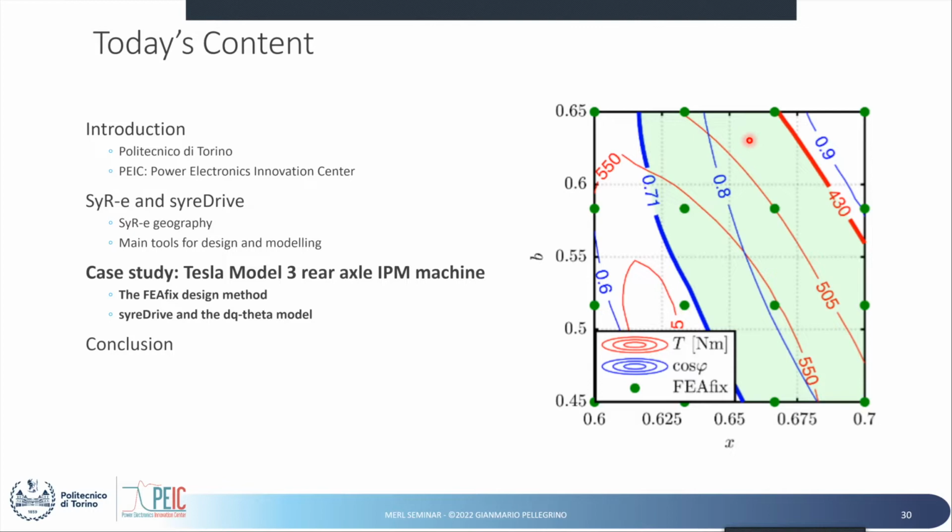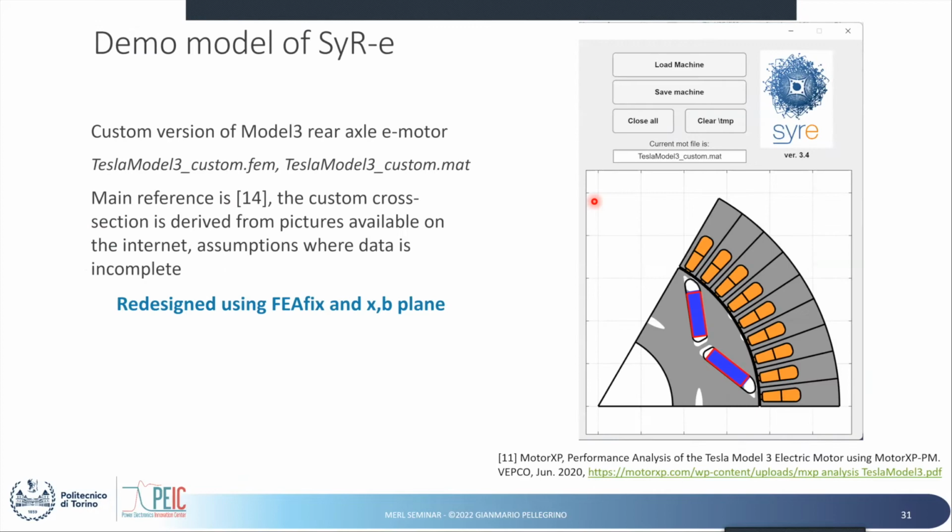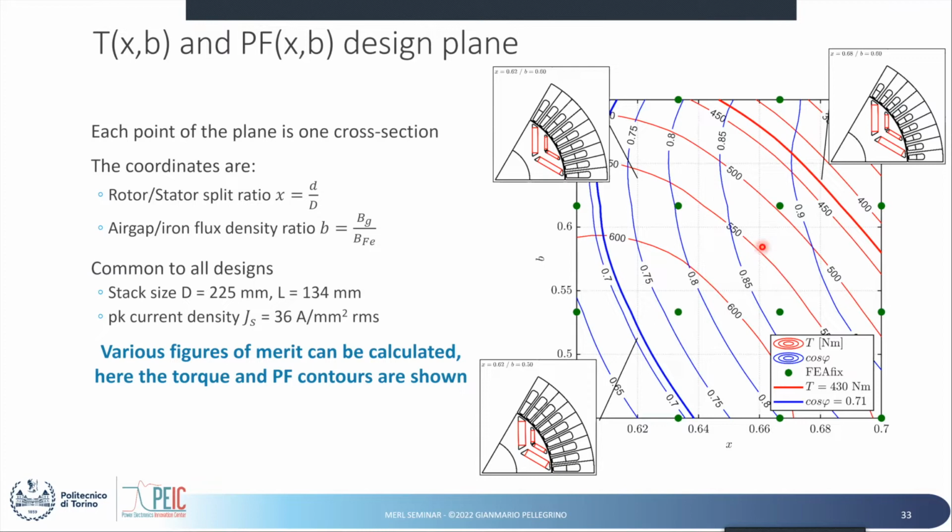This is what I mean. This is the same design plane, just with different colors, and we are highlighting the same curves, the same boundaries. Again, if you click here, you will get some cross section, and if you click here, you will get another. So it is a family of cross sections. What is common is the outer diameter of the stack, the length of the stack, and the current density. Then there are some rules for this, some angles are defined, and of course the number of poles and the number of slots are defined, and so on.